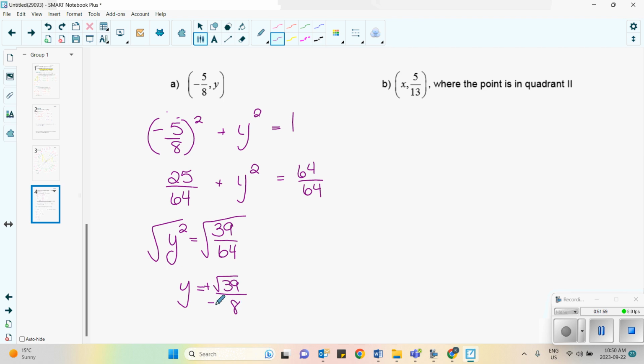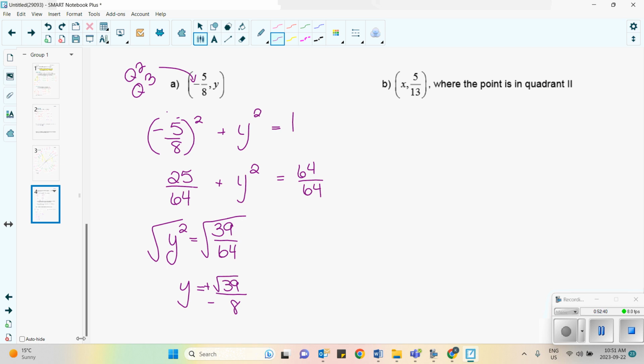What 2 quadrants do we know we could potentially be in? 2 and 3, how do you know that? Because the x is negative. So with the x being negative, we could be in quadrant 2 or we could be in quadrant 3. If we're in quadrant 2, this is positive. If we're in quadrant 3, this is negative. Nice.